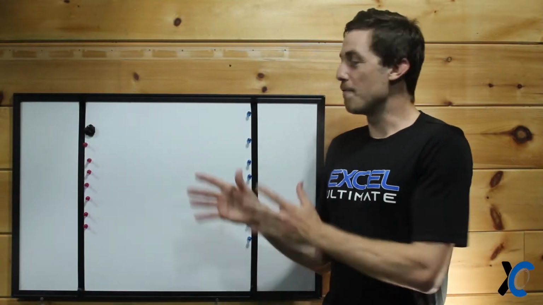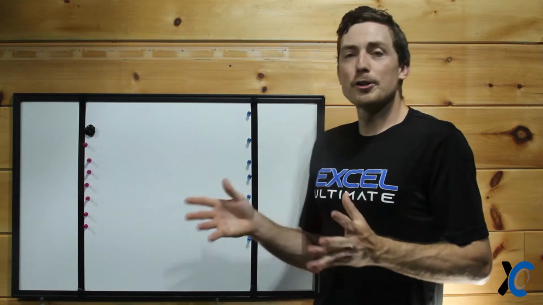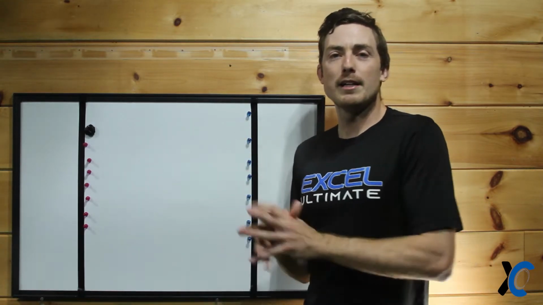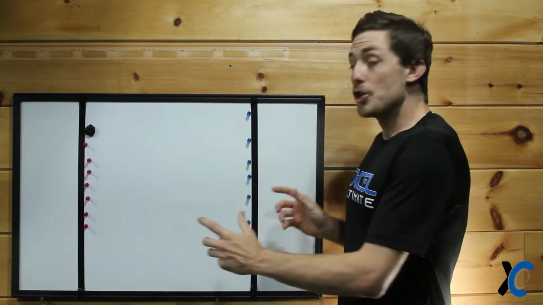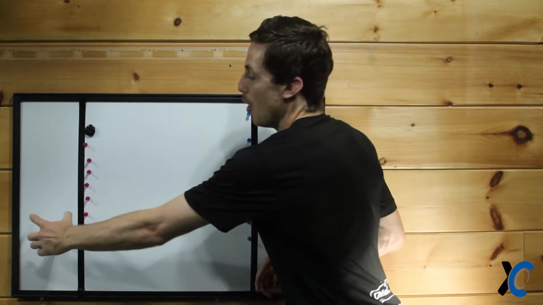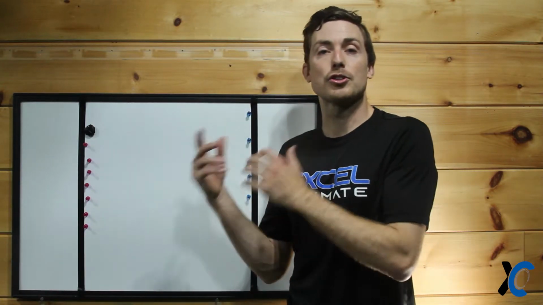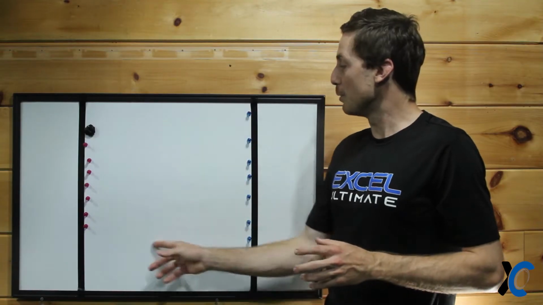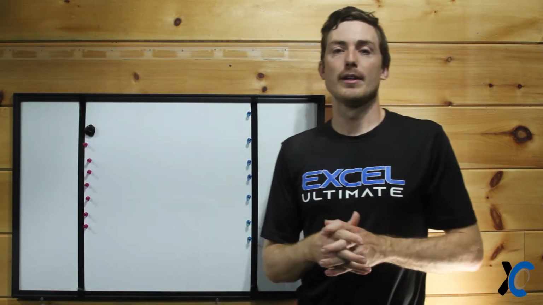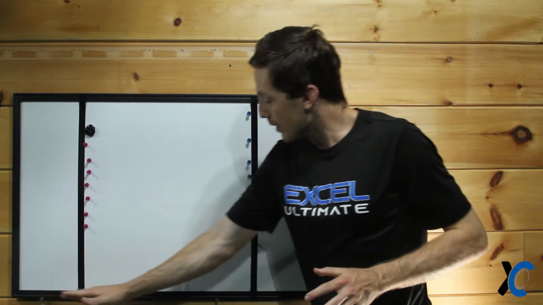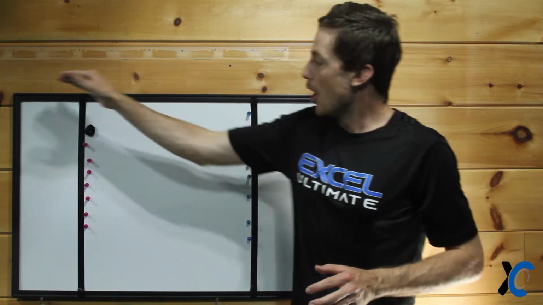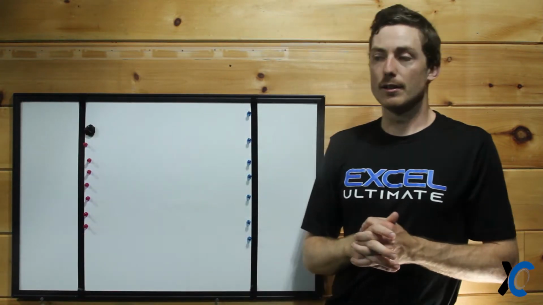Now let's start with the field. The ultimate Frisbee field is broken up into three parts. We have two end zones, the small rectangles that each team are playing to score in, and the field of play in the middle. These lines here on the outside of the field are the out of bounds lines.